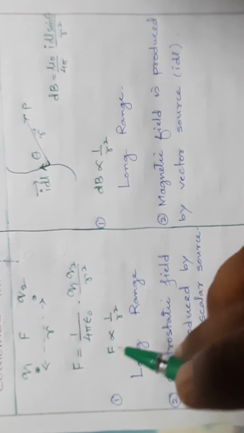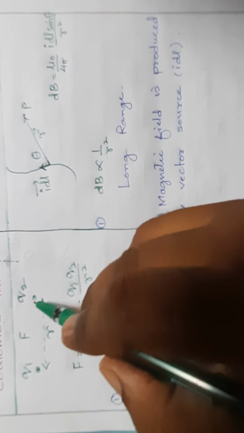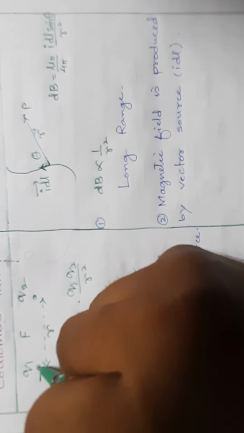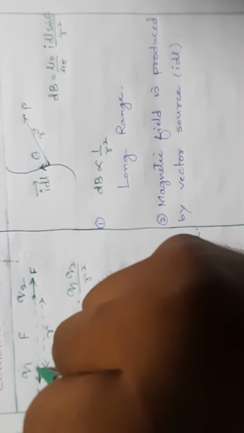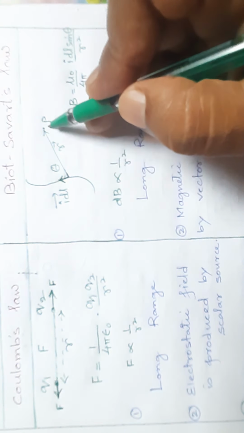Now the next difference is, you see these are two charges. Suppose the two charges are similar charges, then they will repel. The force will act along the line joining the two charges. So displacement vector and force are in the same direction, along the same line. It may be away, it may be towards, but it is along the line joining them. But the magnetic field is always perpendicular.